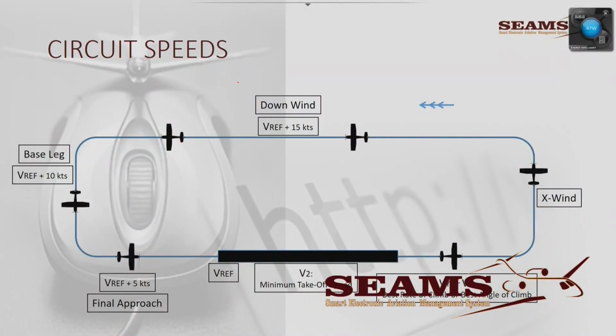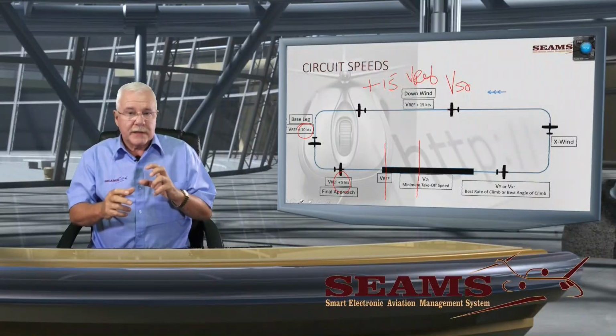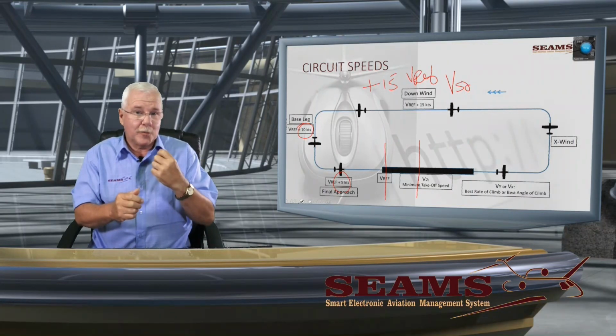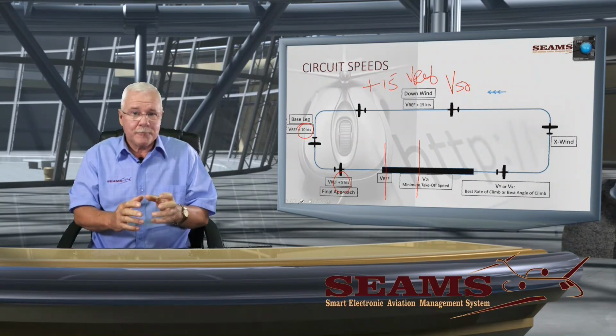I brought some extra stuff with me. We've now done the circuit. We worked out the VSO, then we worked out the VREF, then we added 15, 10 and 5. And then we land. But if we go around, and remember this is where many of the accidents happen, with a hold-off where we balloon, there's crazy stuff that we can do there. But there's one figure that we must understand.